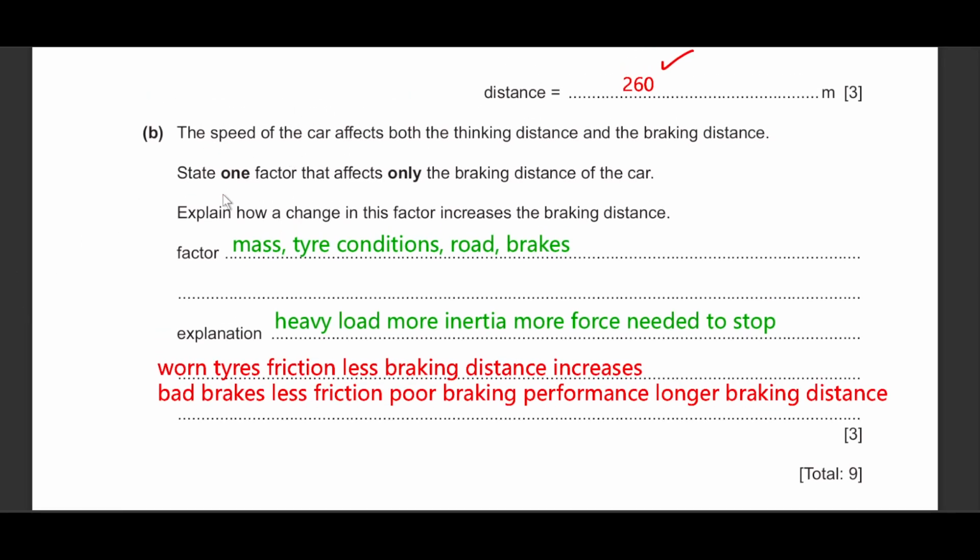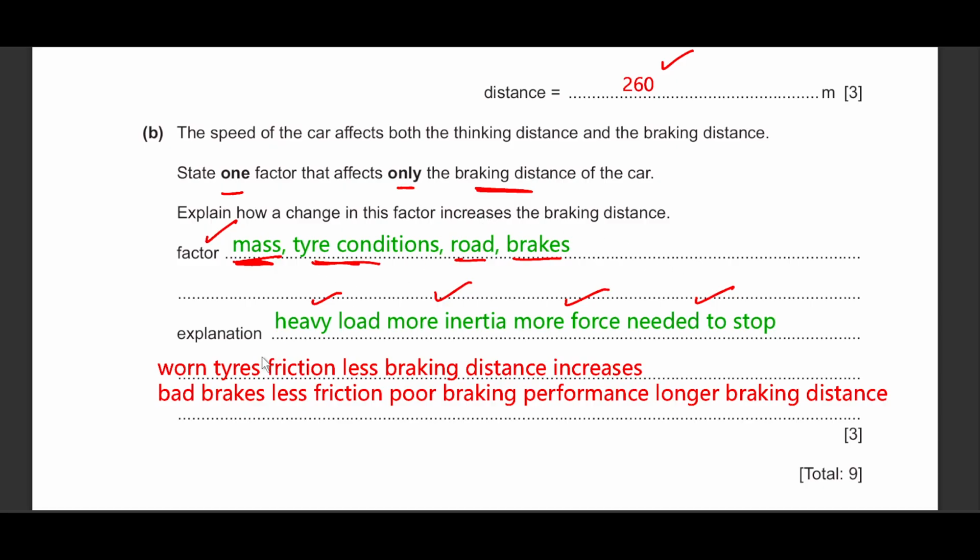He says, state one factor that affects only the braking distance. When the car is being slowed down, the brakes have been applied. So mass of the vehicle, tire conditions, road conditions, brake conditions, and every condition that you've mentioned will have its own reason. So if you mentioned mass, heavier loads have more inertia, so more force is needed to stop, which is going to increase the braking distance.